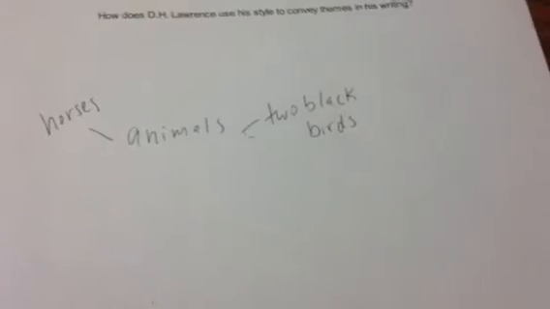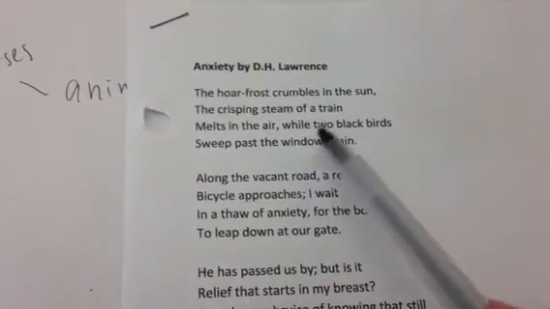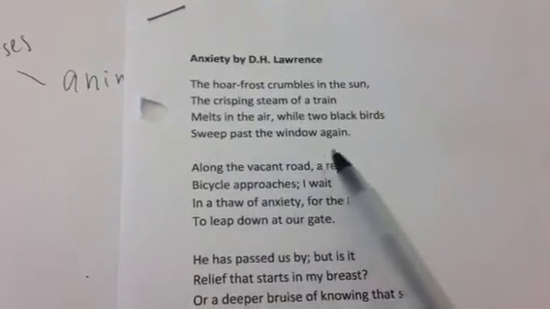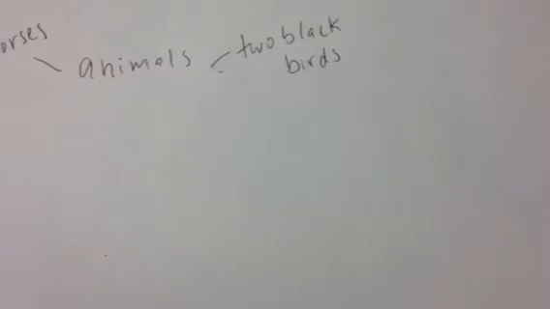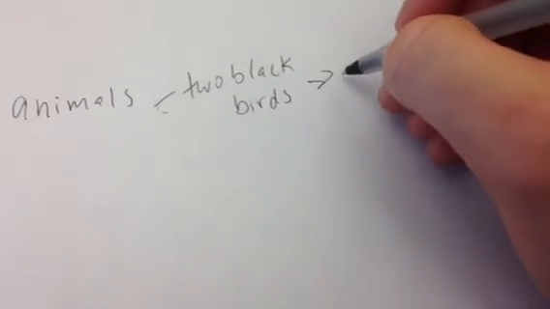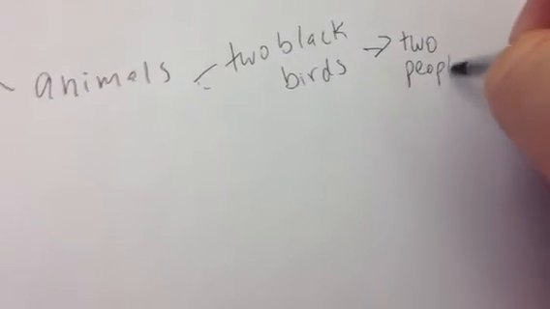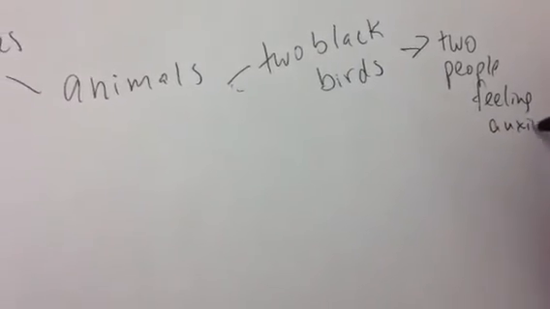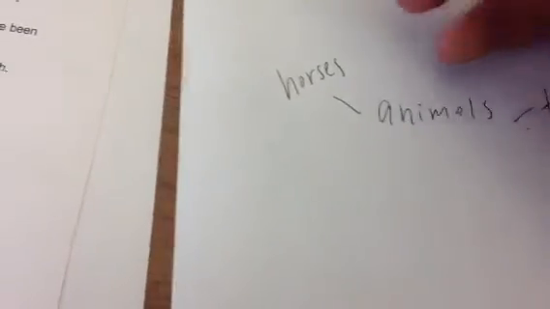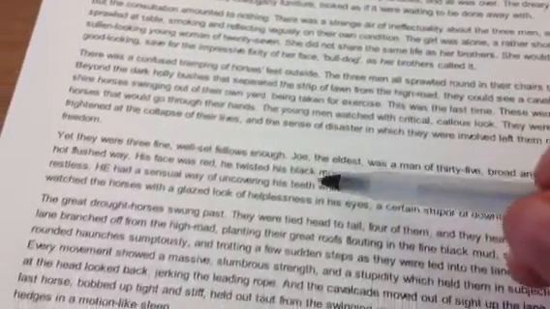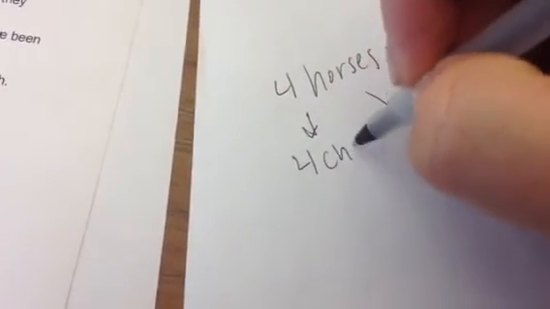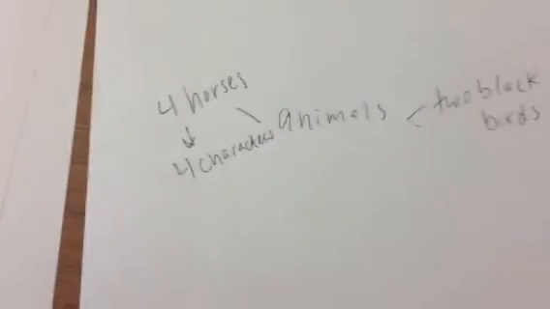So to try to think a little bit more deeply, I'm going to look at the text here, and I noticed that the two black birds sweeping past the window again kind of relate to the two people in the poem that seem to be feeling anxious. So I'm just going to try to draw that connection. And then the horses, remember if I look back to The Horse Dealer's Daughter, there are four horses which relate to the three brothers and the sister. So I'm going to say four horses and four characters. So right there I have a connection that I made between the two texts.